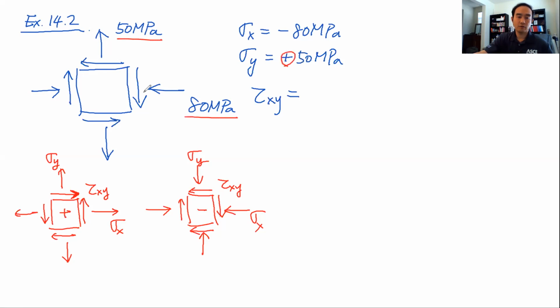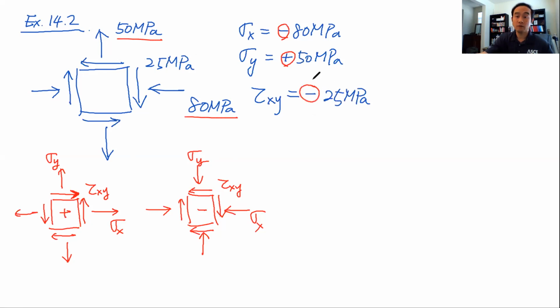80 megapascal will have a negative sign. And tau, we know that the magnitude is given as 25 megapascal. So the tau xy will be equal to 25 megapascal. What about the sign? It is negative, right? So we have to put the negative sign based on the sign convention here.